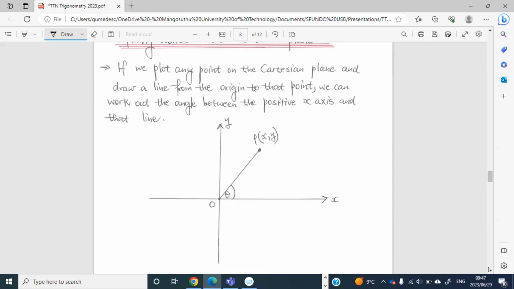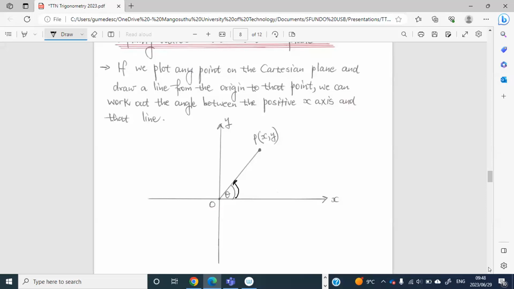Point P has some coordinates (x, y), which could be any numbers. We draw a line from the origin to that point, and then measure an angle from the positive x-axis to that line. Even if we put a point somewhere else, you can draw a line from the origin to that point and measure the angle from the positive x-axis to that line. In our case, this is our angle theta. Theta is measured from here to that line.